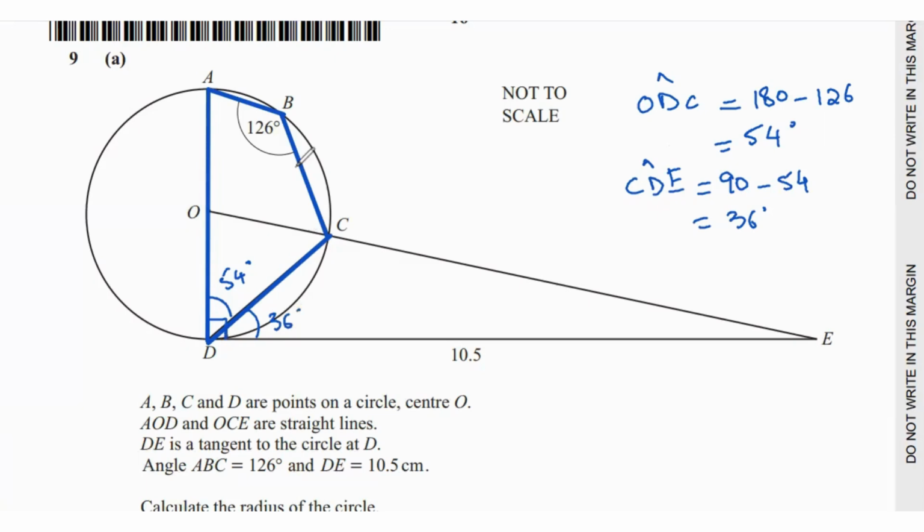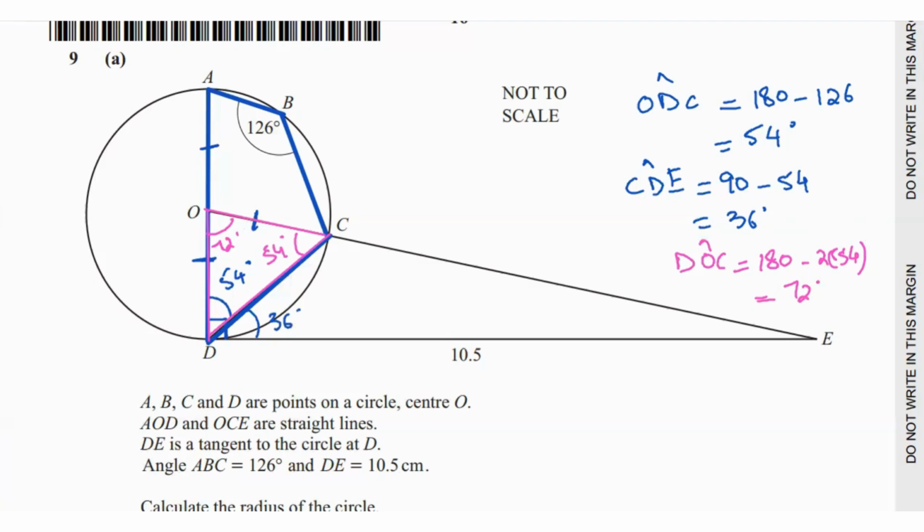Okay. Now that we have our angles sorted, we want to calculate the radius of the circle. So the radius is basically this. This is the radius. This is also the radius. So as you can see, OC and OD are the radius. If we highlight this triangle over here, this is an isosceles triangle, which means this is also 54. So angle DOC would be 180 minus twice 54, which is going to give us 72 degrees.